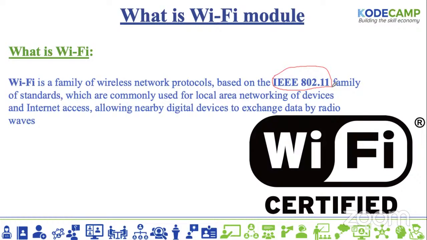Okay, so Wi-Fi is just a family of wireless network protocols based on the IEEE 802.11 family. That's the standard for it. It's commonly used for wireless networking, local area networking, device-to-device communication, internet access, and being able to exchange data from one device to another, and this is done via radio waves.